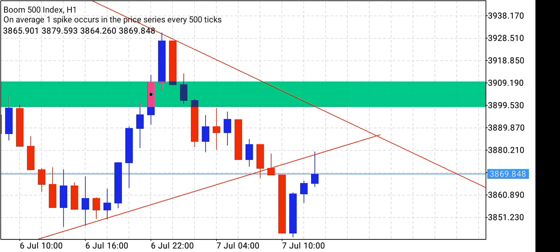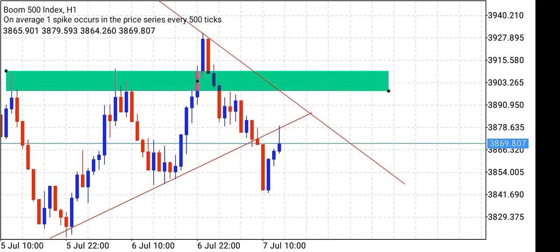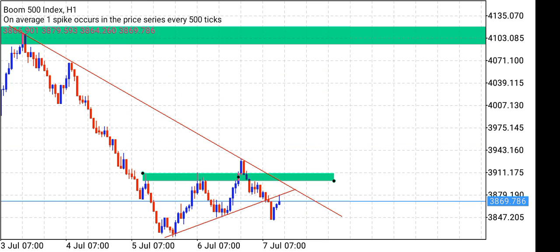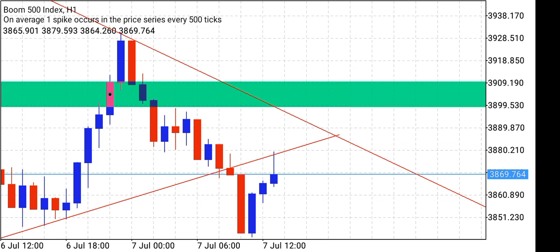So this is a little analysis that I've done. You can also monitor the price and see. Let's monitor the price and see.